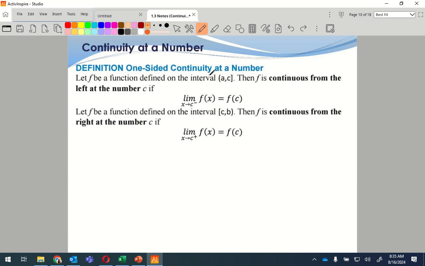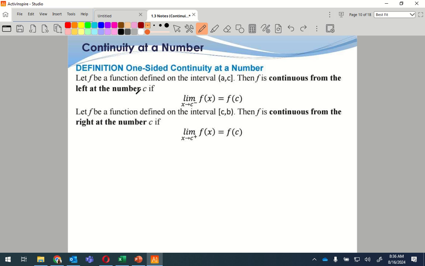Okay, definition, one-sided continuity at a number. Now this time we're just going to look at it from one side. Let f be a function defined on the interval (a, c], parentheses, which means open, a, comma, c, bracket, which means closed. That's important. So is it equal to a? Say no. No, parentheses means not equal to. Bracket means equal to. So in that interval notation, parentheses means not equal to, bracket means equal to. It's like open dot and closed dot.